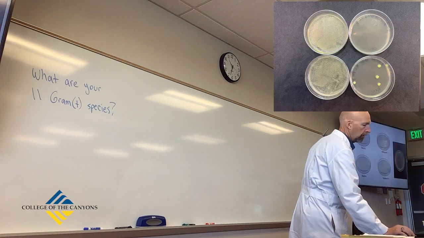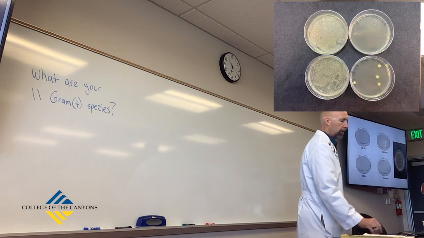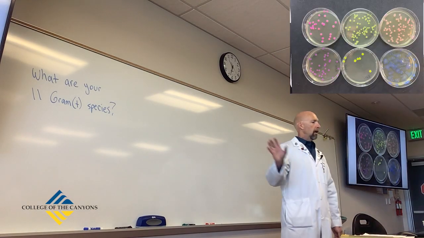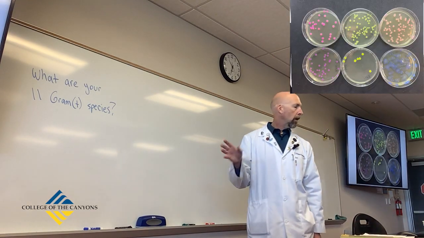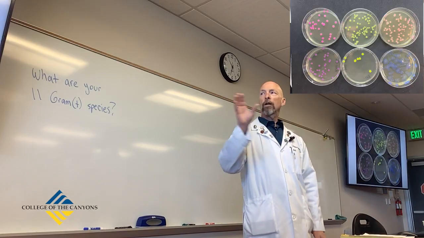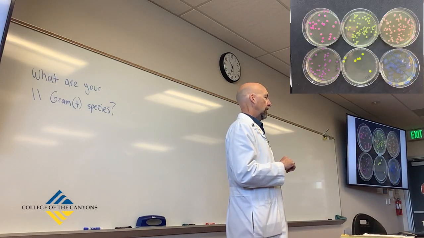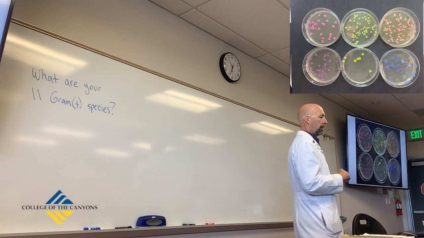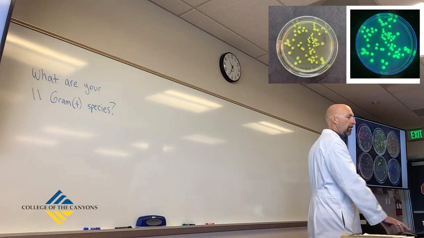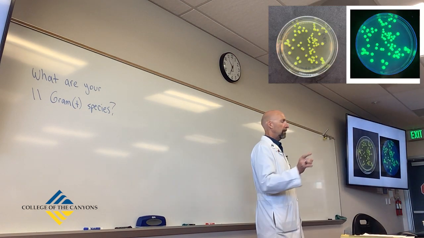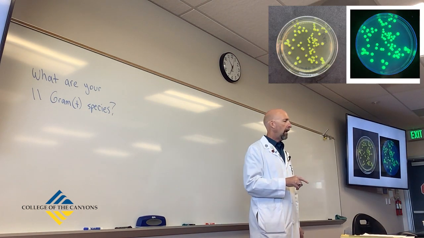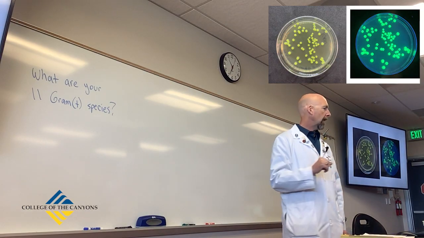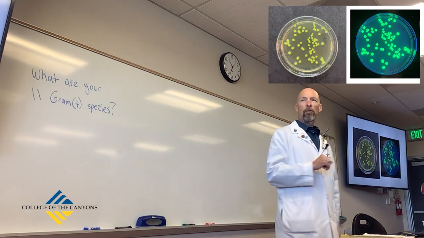So now you need to calculate transformation efficiency. By the way, this was one of my classes yesterday. Every group got transformants. You can see all the colors there in that picture. Pretty cool. And then this was the green plate on the left, and then under the UV light on the right. Pretty cool, huh?